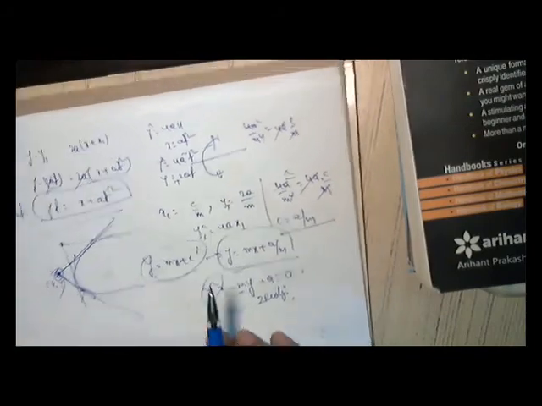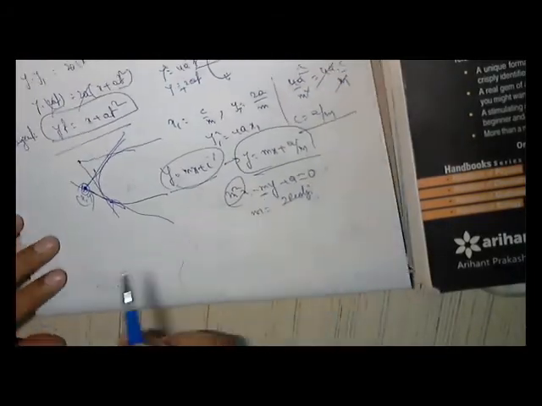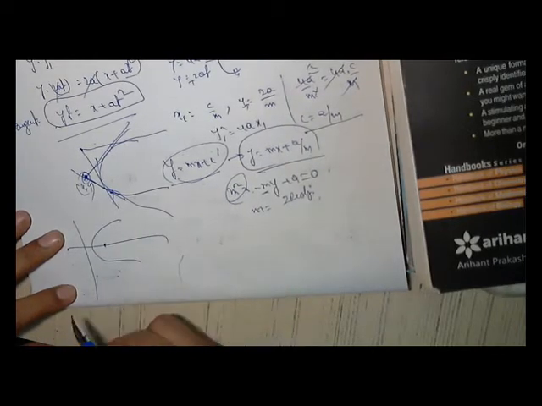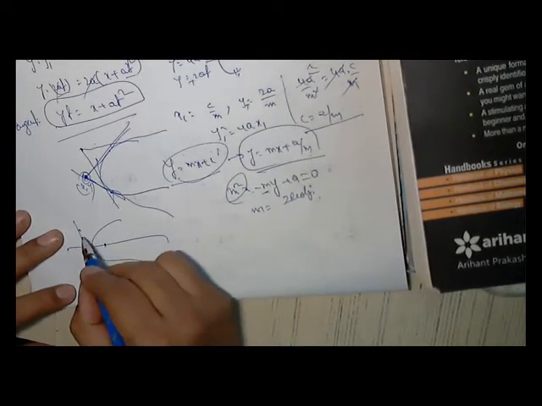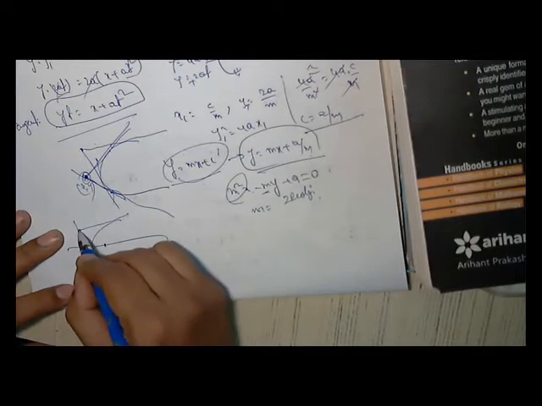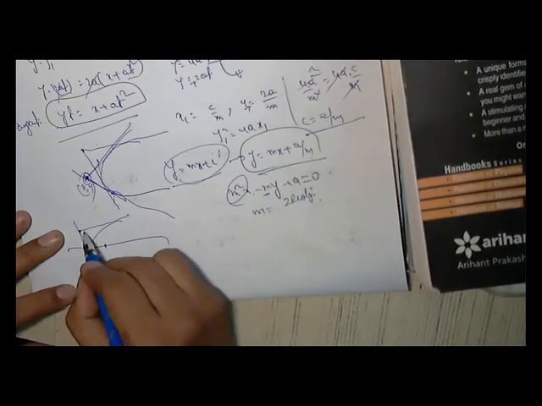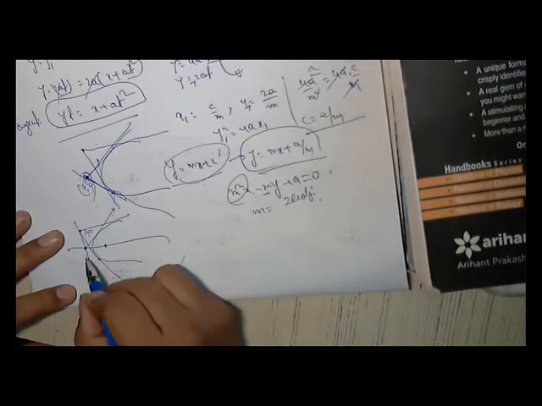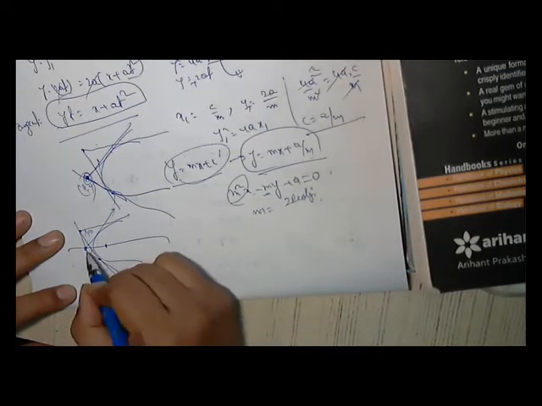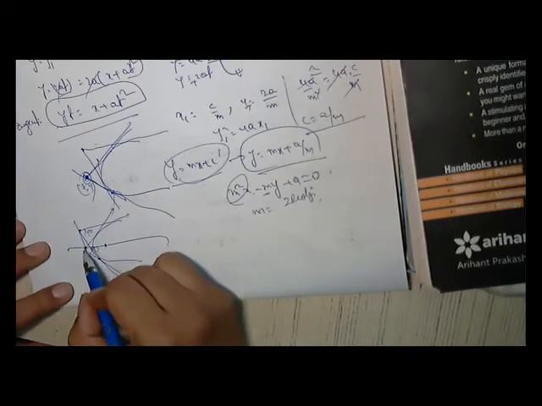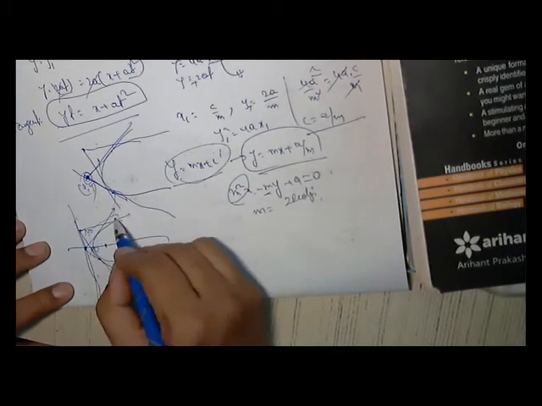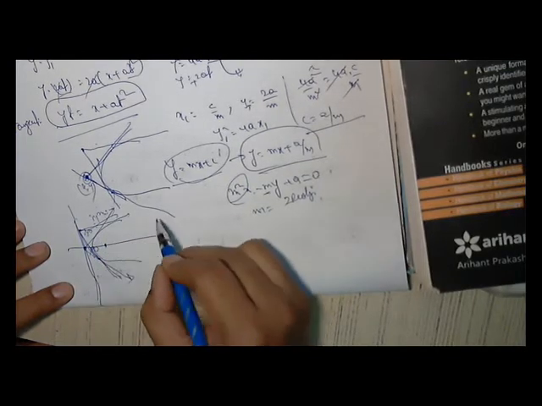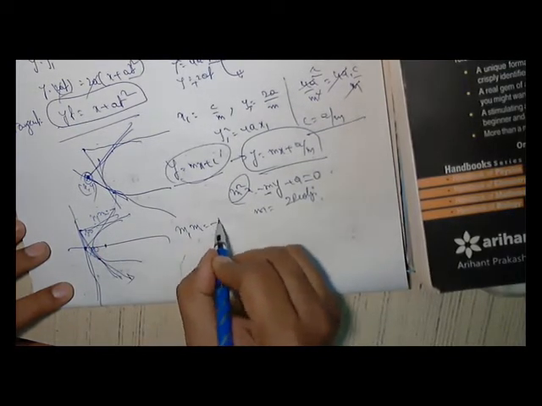Suppose this is my parabola. This is my directrix. This is the focus. If I take a tangent from any point, here, and another tangent at 90 degrees from this point, then the locus of points where two tangents are perpendicular means m1 m2 is equal to minus 1.